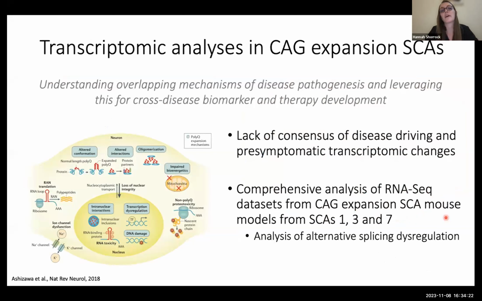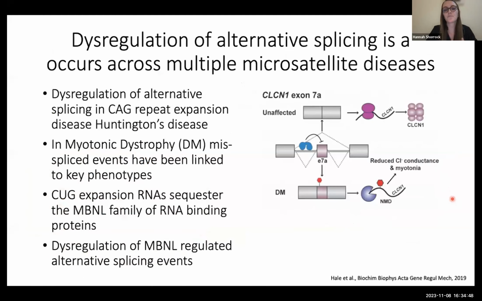to perform a comprehensive analysis of RNA sequencing datasets, trying to see what consensus I could see within RNA sequencing data sets from across CAG expansion SCA mouse models from SCAs 1, 3, and 7. And so while this work started off looking at differential gene expression, it actually rapidly turned into a study of alternative splicing in the spinocerebellar ataxias.